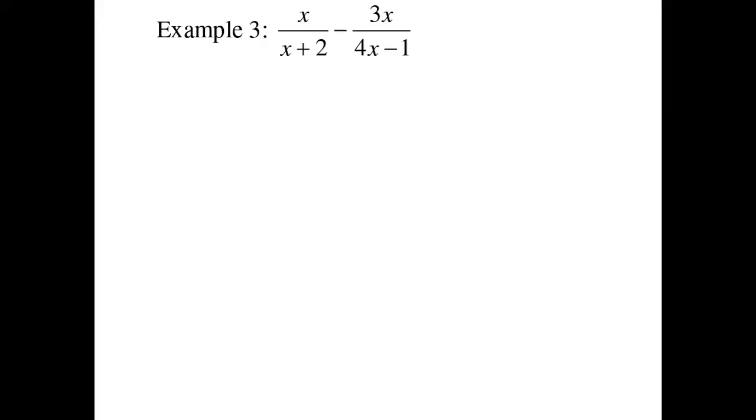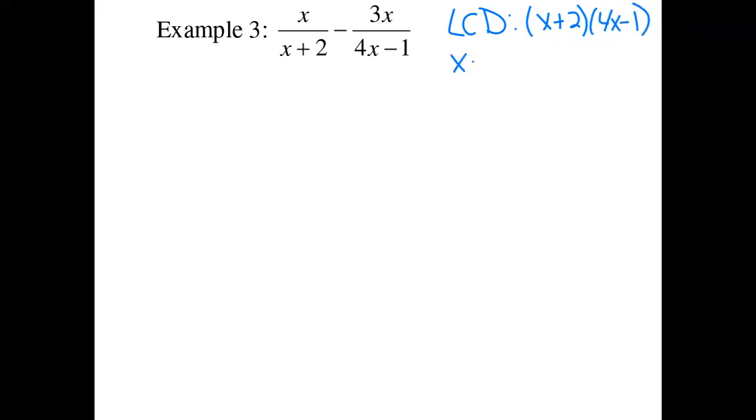All right, for example 3, again, we want to start by looking at our two denominators and factoring first. Lucky for us on this one, x plus 2 is factored as well as 4x minus 1. So next step is to highlight and find the LCD. So in this case, if I go to highlight, it looks like there's nothing that they have in common. So the LCD is simply going to be x plus 2 times 4x minus 1.